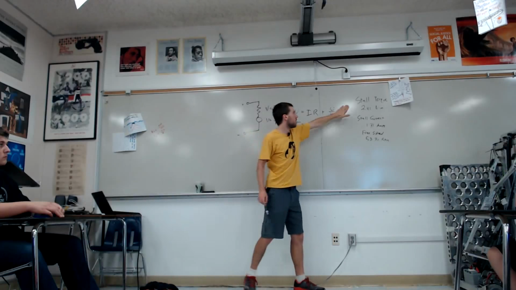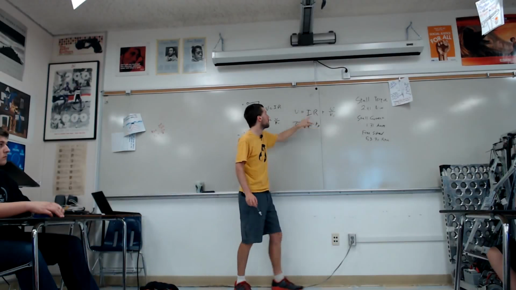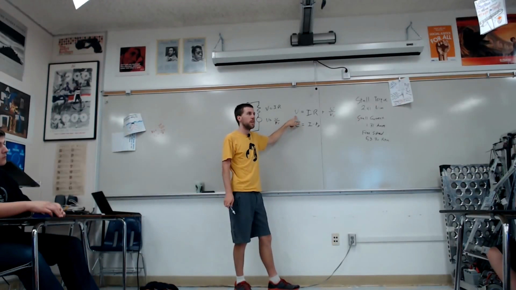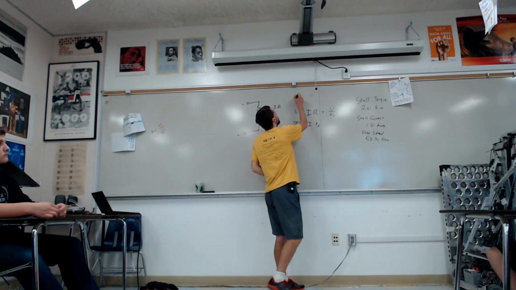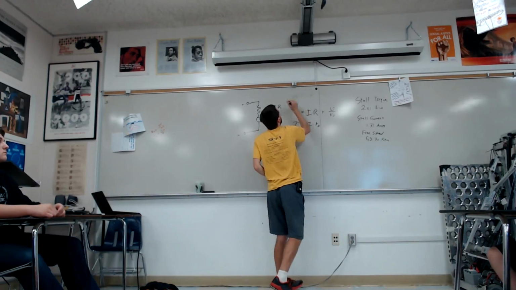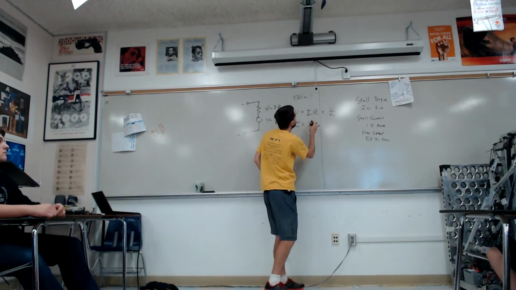We can then look at our list here. We have a stall current of 131 amps, so that gives us an I. All those numbers are at 12 volts. We have 12 volts.